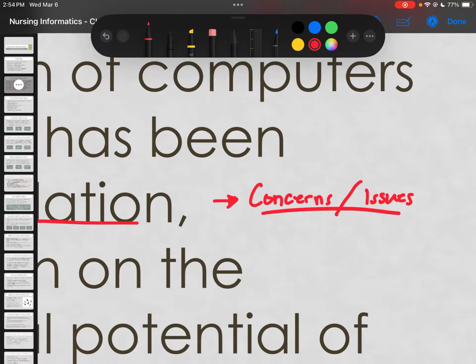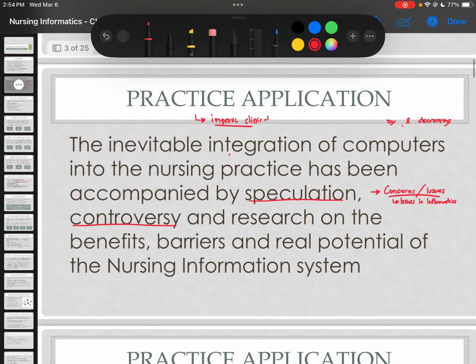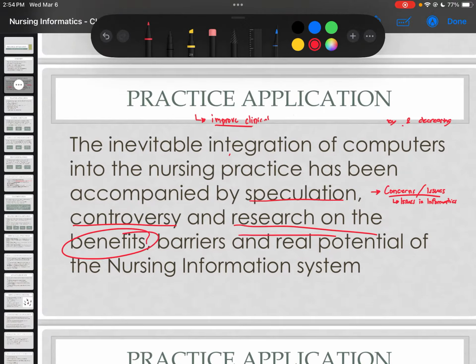Right? Unreliability, the cost, we have already discussed this in our issues in informatics. But at the same time, there has been research conducted on the benefits and barriers and the real potential of the nursing information system. Specifically, I want to highlight the benefits.